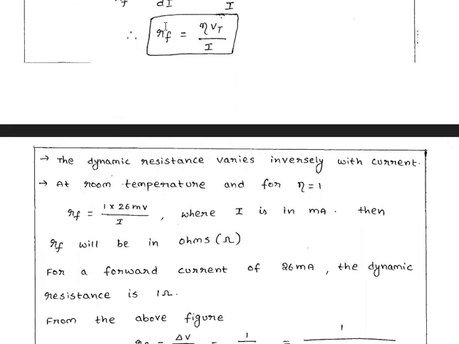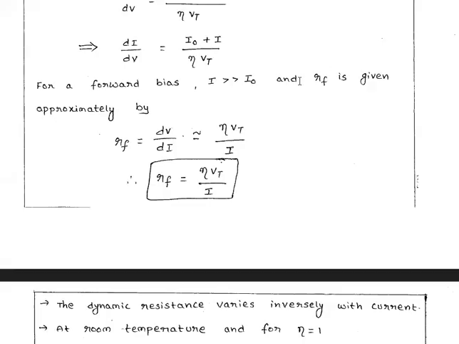Here you can see the dynamic resistance varies inversely with the current. At room temperature, I know T is equal to 27 degrees Celsius. In Kelvin, it will be 300 Kelvin. So since Vt is equal to kT by q, where q means the charge of an electron, that is 1.6 into 10 power minus 19 coulomb.